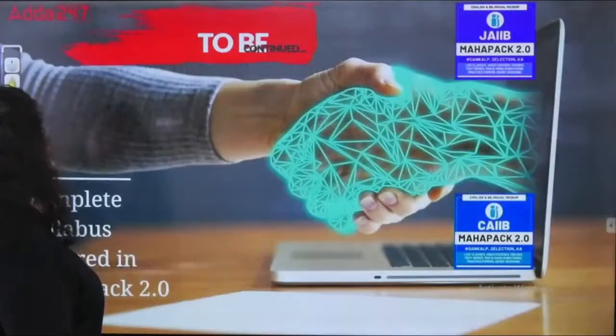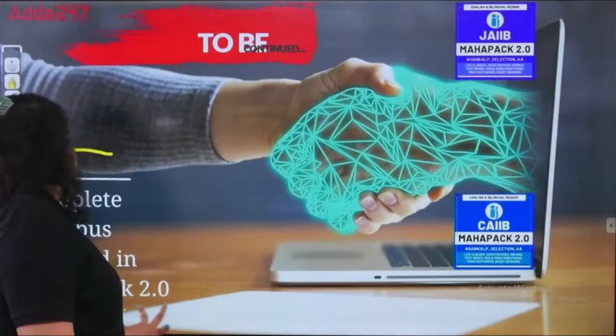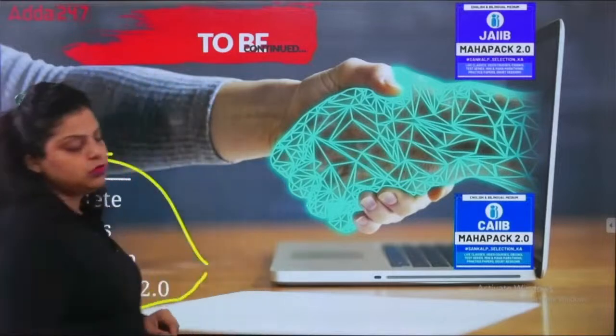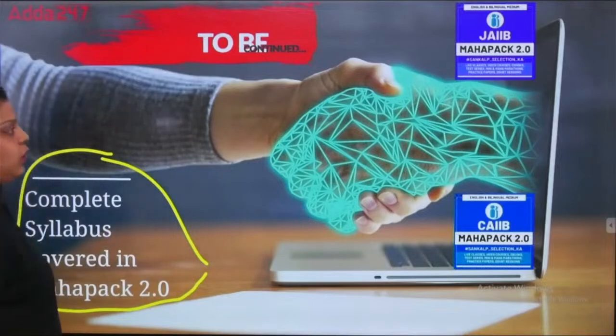Okay, so this is what we have discussed here about all the questions related to the concepts of foreign trade, foreign trade policy, foreign investment and economic development. But that's obviously not sufficient.